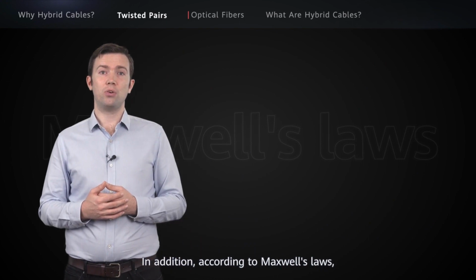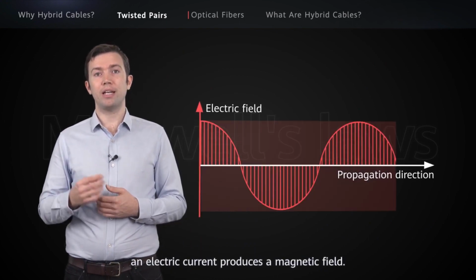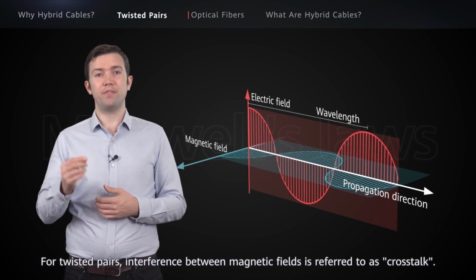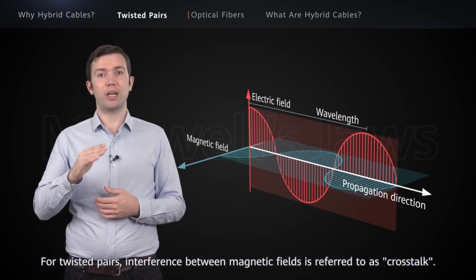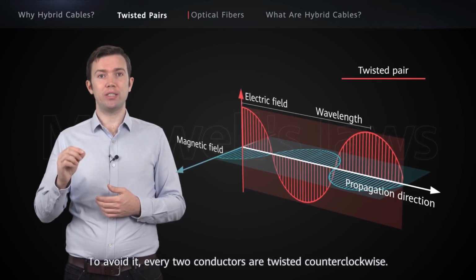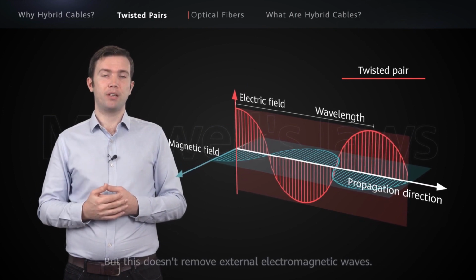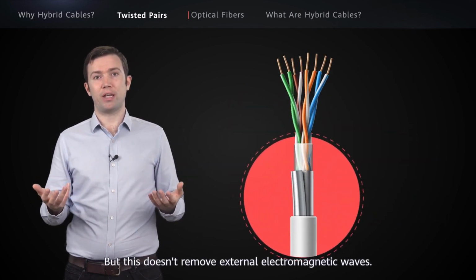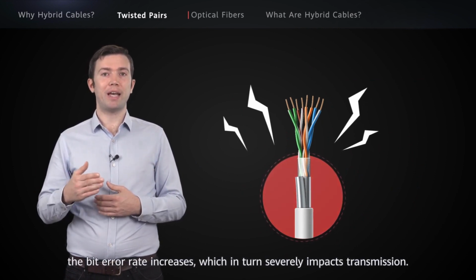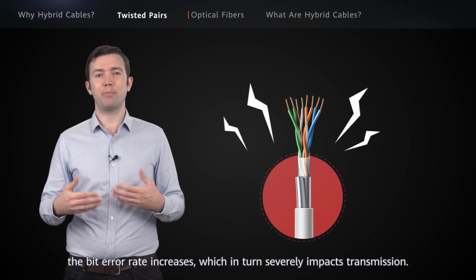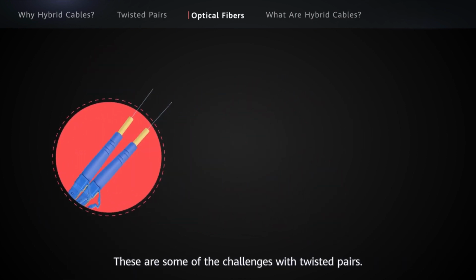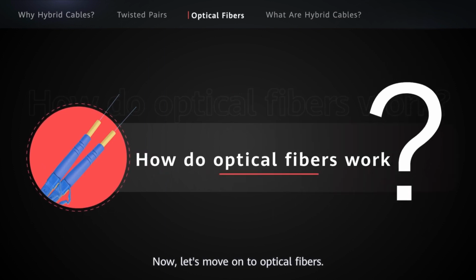In addition, according to Maxwell's laws, an electric current produces a magnetic field. For twisted pairs, interference between magnetic fields is referred to as crosstalk. To avoid it, every two conductors are twisted counterclockwise. But this doesn't remove external electromagnetic waves. As such, when there is too much background noise, the bit error rate increases, which in turn severely impacts transmission. These are some of the challenges with twisted pairs. Now, let's move on to optical fibers.